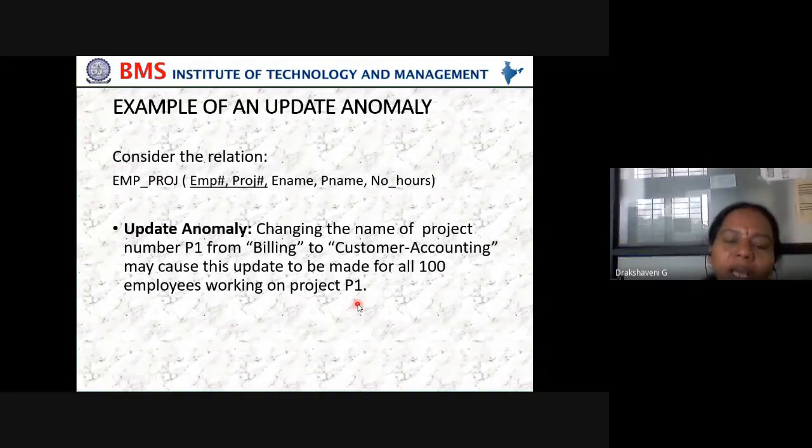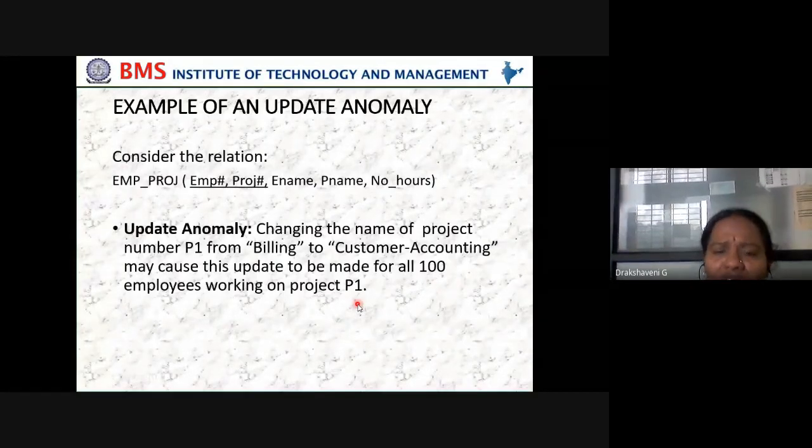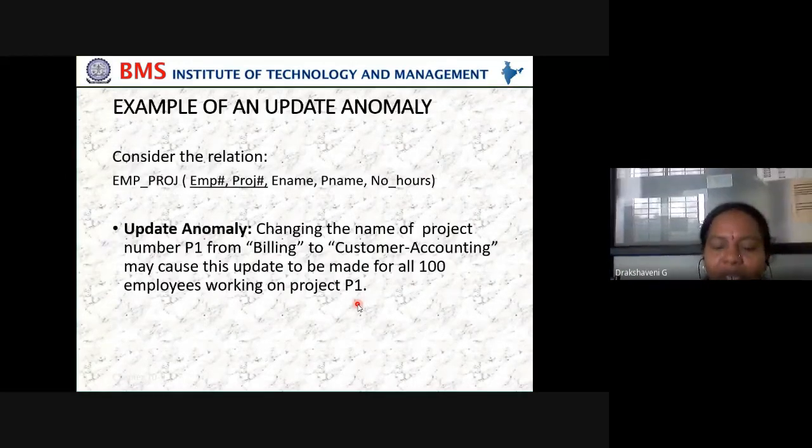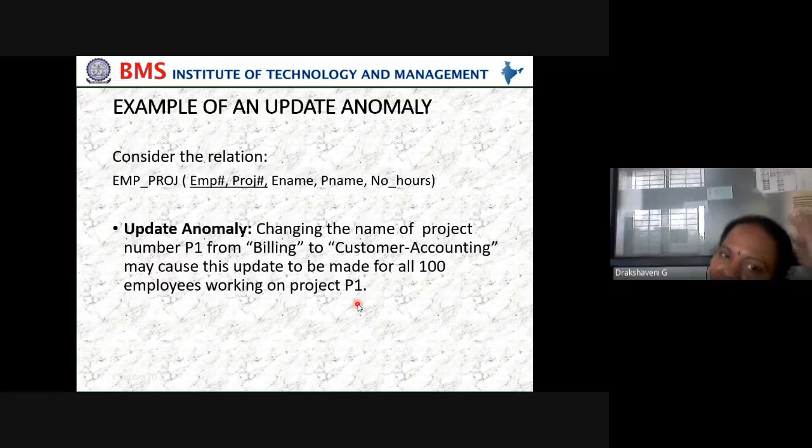Suppose there are 100 employees working on project 1, and we want to change the title from billing to customer account. Then we have to change all 100 rows, because 100 employees are working for that project and the project name is billing. Because we are changing it from billing to customer account, all employees working for project one should be changed to customer account. Updating becomes difficult.